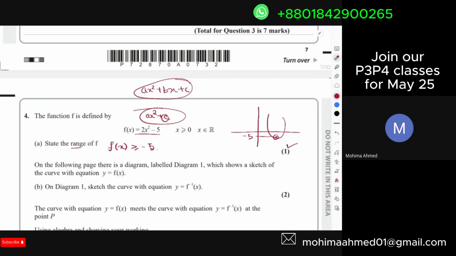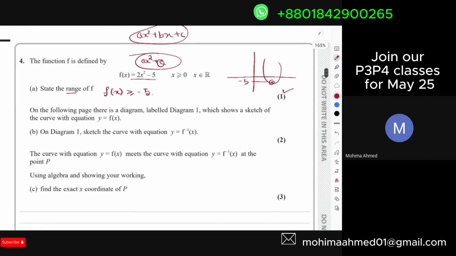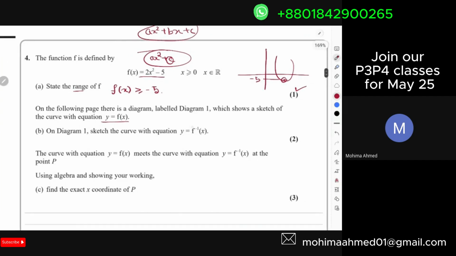Okay, then if we move on to your part B, on the following page there is a diagram labeled 1, which shows a sketch of the curve of y equals f(x). Diagram 1 shows the curve of y equals f inverse x. As I was explaining, you have to draw the graph for f inverse x, right?